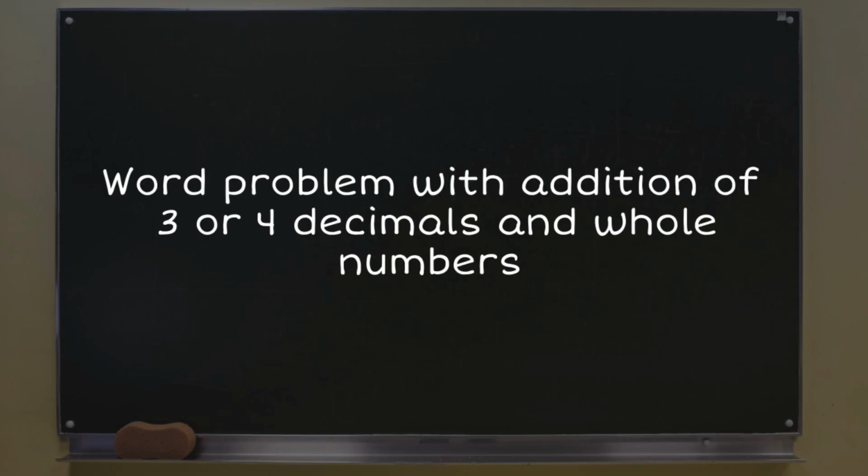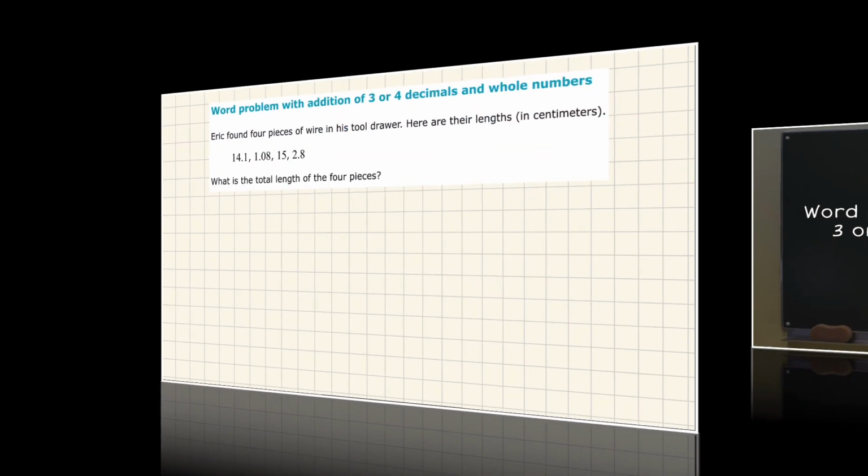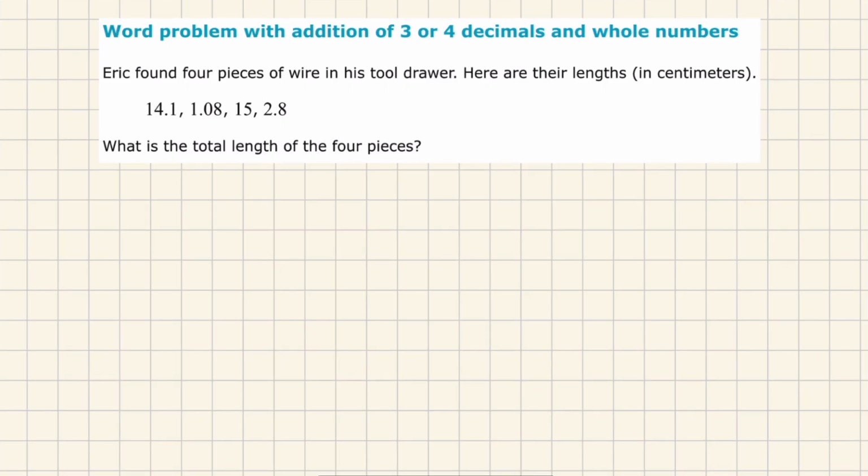Word problem with addition of 3 or 4 decimals and whole numbers. We're told that Eric found 4 pieces of wire in his tool drawer, and we're given the lengths in centimeters, 14.1, 1.08, 15, and 2.8, and we're asked to find the total length of the 4 pieces. Total length means that we'll be adding up these 4 lengths, and since some of these are decimals, we'll need to be careful to align the decimals when we rewrite it vertically.